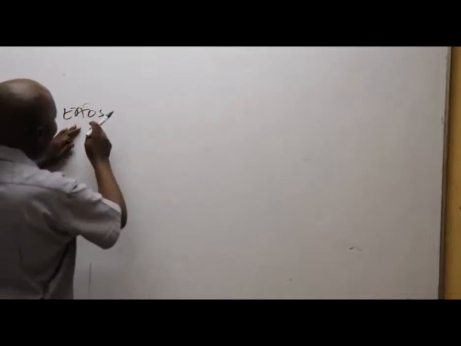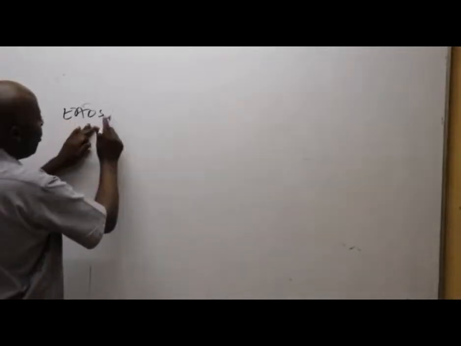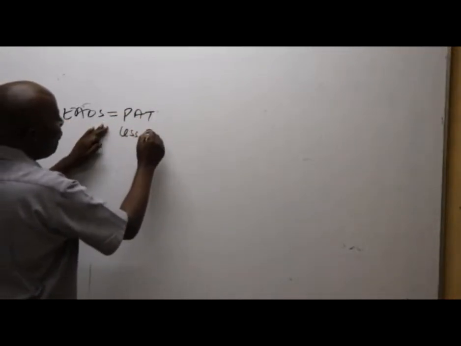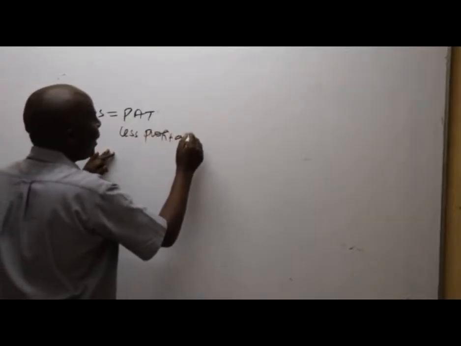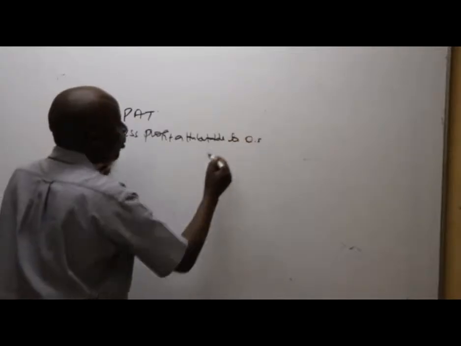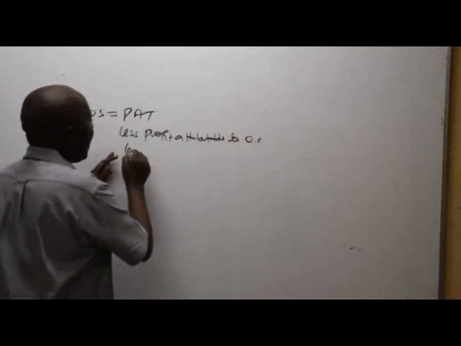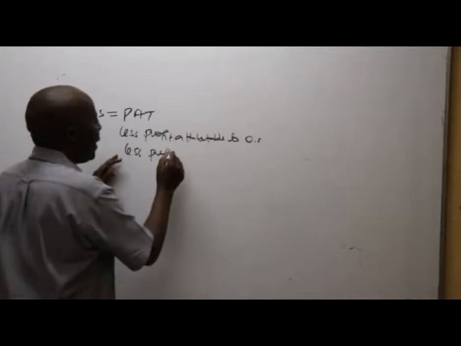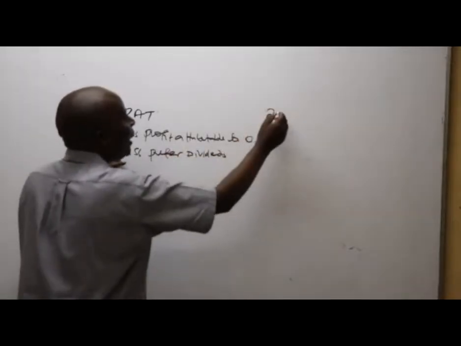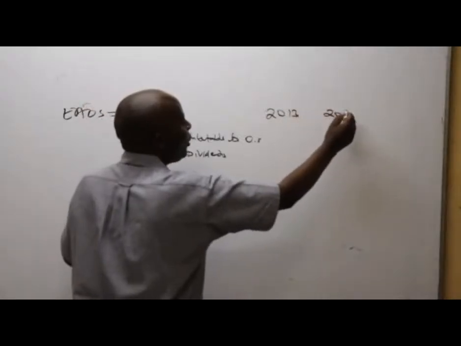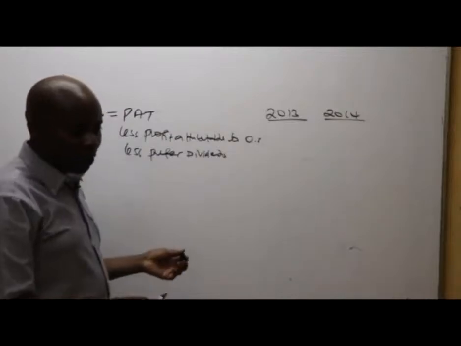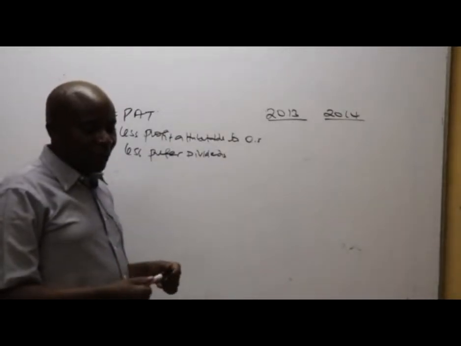EROs, earnings attributable to ordinary shareholders. Take the profit, less profit attributable to ordinary shareholders, less preference dividends. Very easy, less preference dividends. We have two years, 2013 and 2014, any low-hanging fruits? How could they give us this kind of an easy question, one that doesn't require thinking?